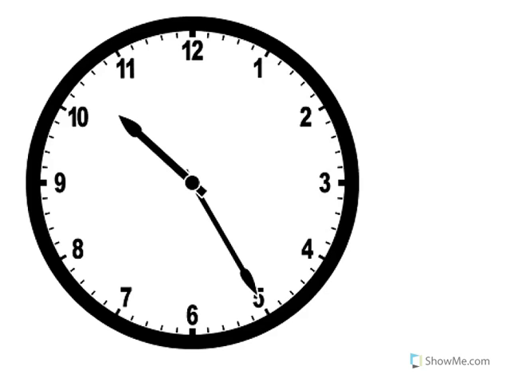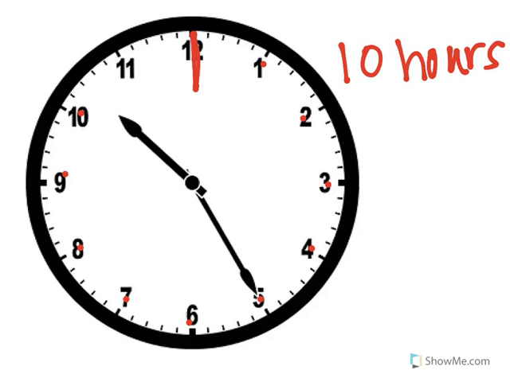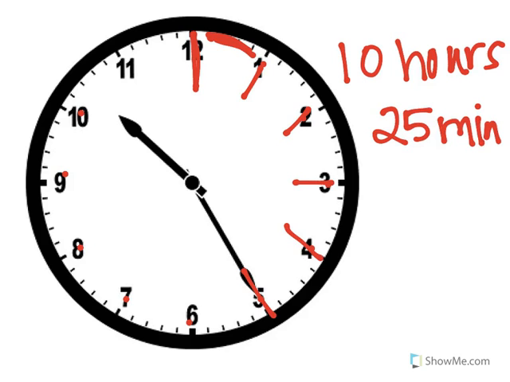So in this clock, we're going to look at hours and minutes past 12 o'clock. So I'm going to start with the hours and count past 12 o'clock. 1, 2, 3, 4, 5, 6, 7, 8, 9, 10. So 10 hours. And how many minutes? Remember that each of these spaces is worth 5 minutes. So I'm going to count 5, 10, 15, 20, 25. 10 hours and 25 minutes have passed.